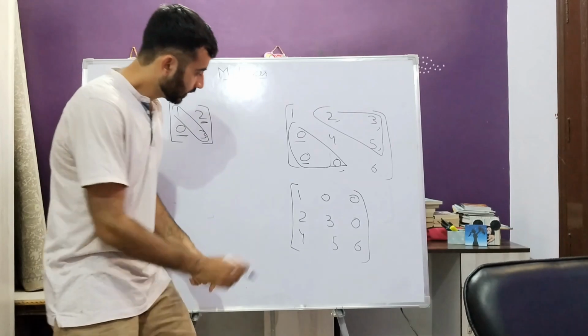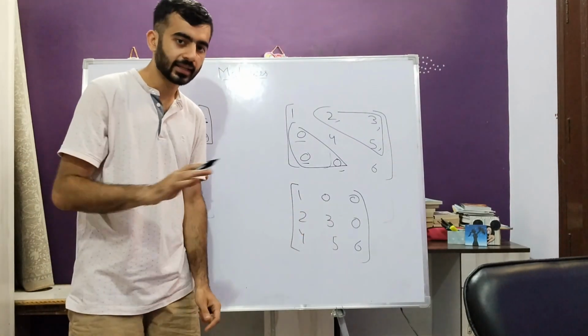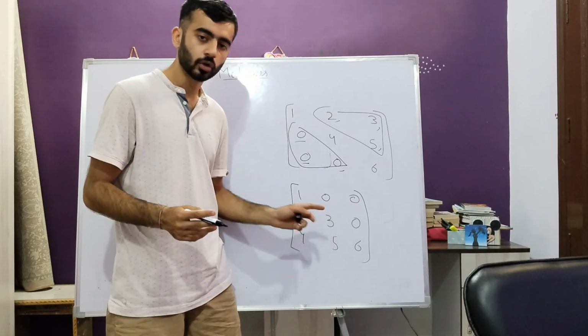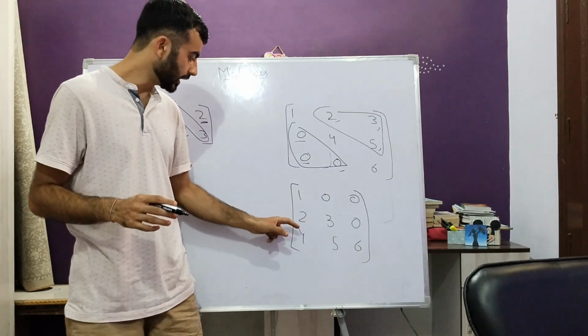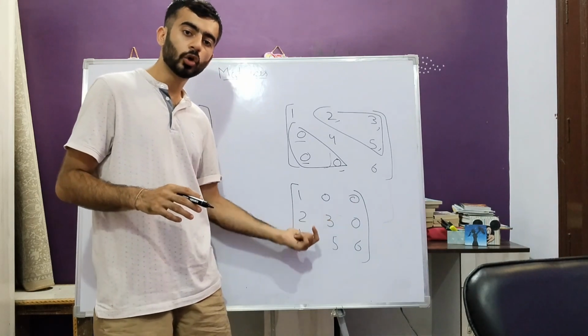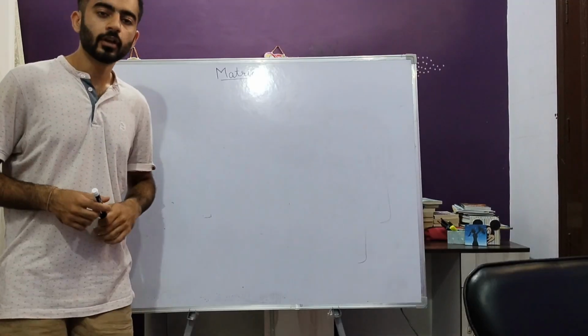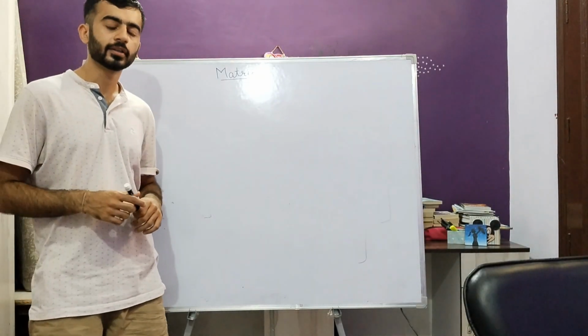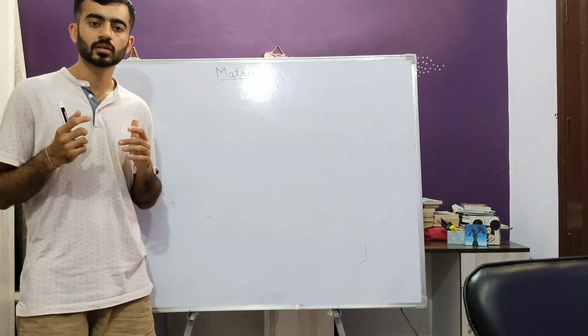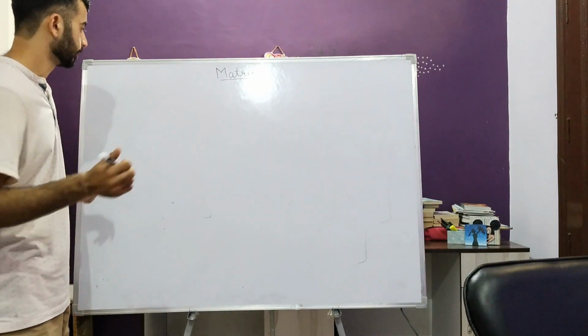In this matrix, 1, 3 and 6 are the diagonal elements. The elements above them are 0 and the elements below them are non-zero. So this is an example of a lower triangular matrix. Now we will talk about singular matrix and non-singular matrix. To know about these matrices, you have to know about the concept of determinant.